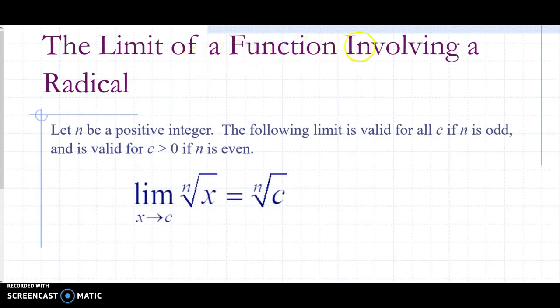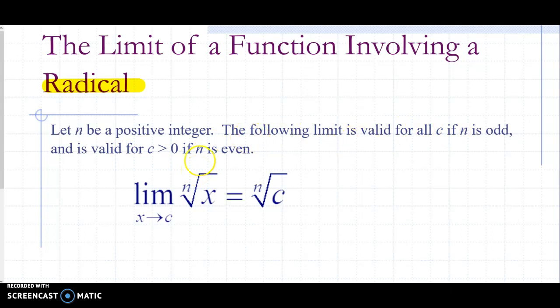Okay, the limit of a function involving a radical. Let n be a positive integer. The following limit is valid for all c if n is odd, and is valid for c greater than 0 if n is even. So the limit as x approaches c of the nth root of x is the nth root of c. Again, this is using direct substitution, assuming that these conditions are true.